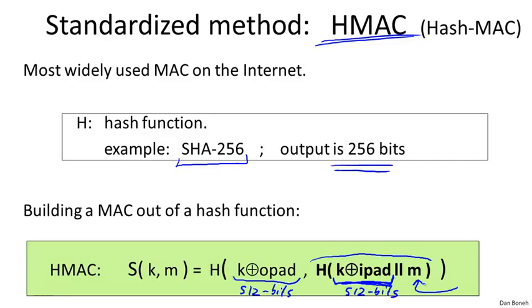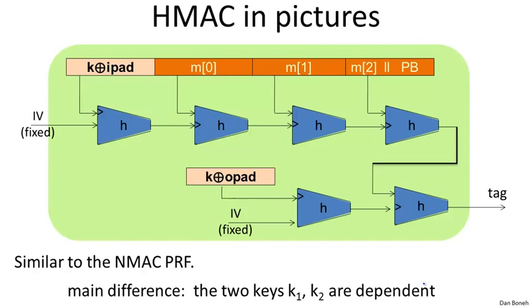Rather than looking at this in symbols, it's more instructive to look at HMAC in pictures. You can see here are the two keys, k XOR inner pad, which is then fed into the Merkle-Damgard chain. And then the resulting output of this chain is fed into another Merkle-Damgard chain. And finally, the final output is produced. Okay, so this is how HMAC works in pictures. And now I want to argue that we've already seen something very similar to this.